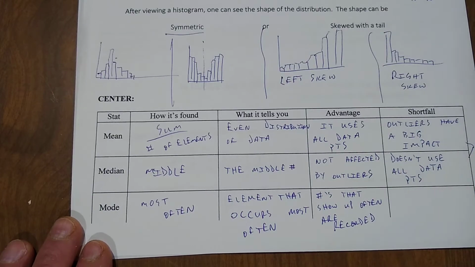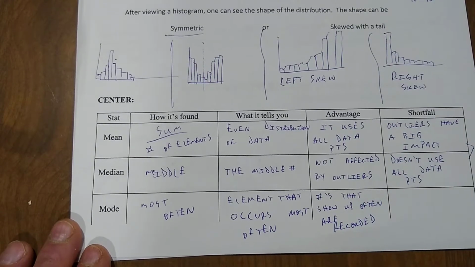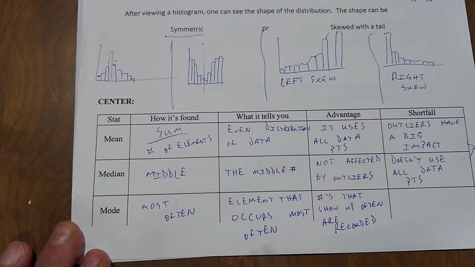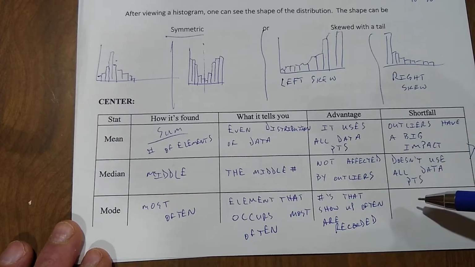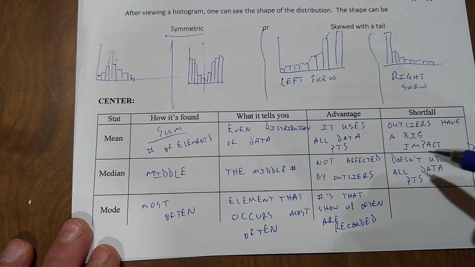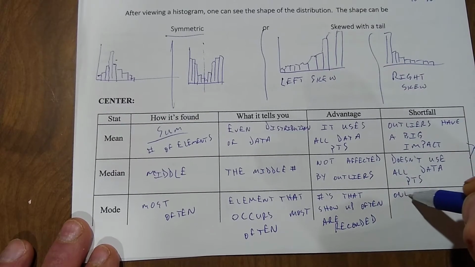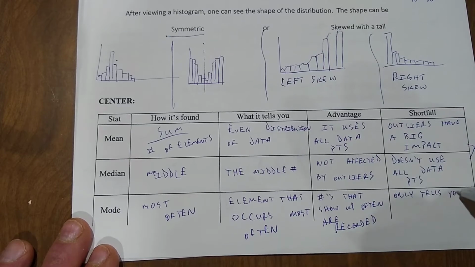My wife has a sign business, and if there was one sign that was selling a lot, it would be nice to know which one of our signs sells the most often. Which one is our mode? That would be nice, but for most data sets, it's really not that helpful at all. And then the shortfall, hopefully, is pretty obvious. It really only tells you about one specific data point.